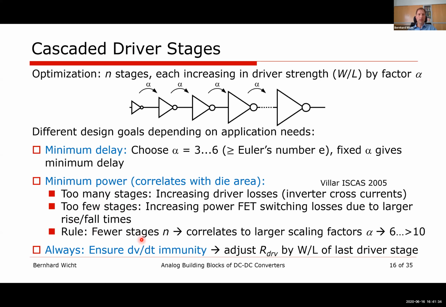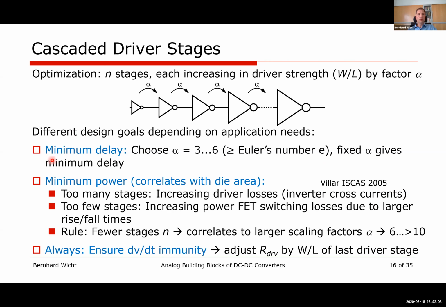The rule of thumb is that we use fewer stages compared to the minimum delay approach. And that means we need to have larger scaling factors. So few stages and larger scaling factors, even greater than 10, lead to minimum power. There are a lot of papers on that. One which I personally like a lot is this one here. And at the end of this presentation, which is available to you afterwards, you can even find the list of literature and references.